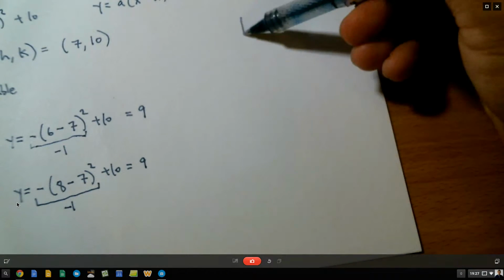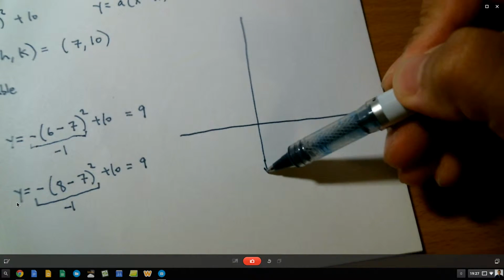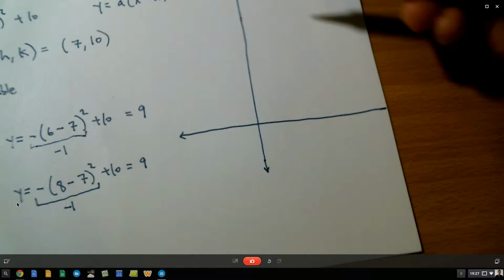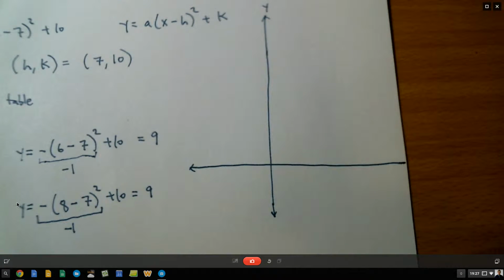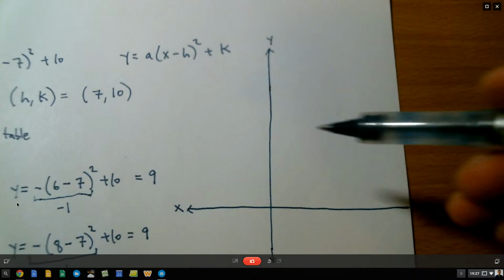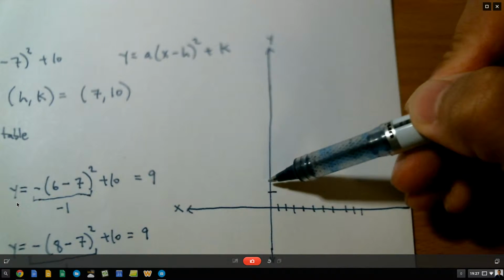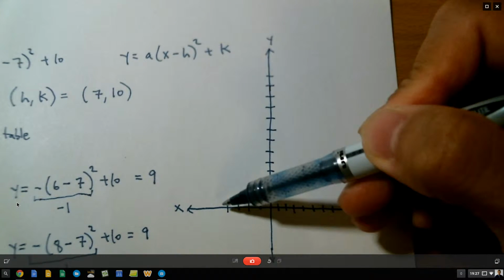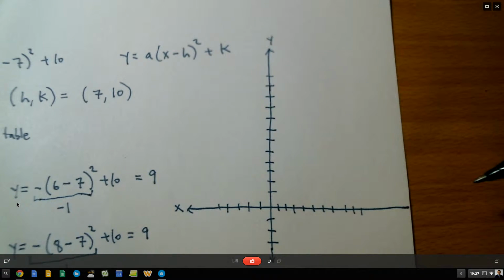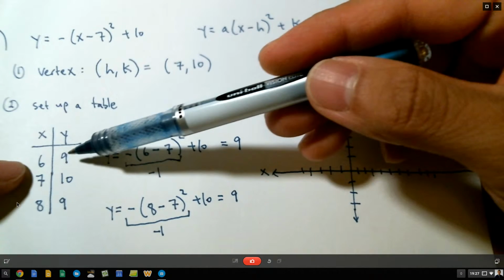So now let's plot our graph. Okay, so we have our y-axis and we have our x-axis. Okay, so let's make the grid. 1, 2, 3, 4, 5, 6, 7, 8, 9, 10, 11, 12. So our table says when x is 6, y is 9.